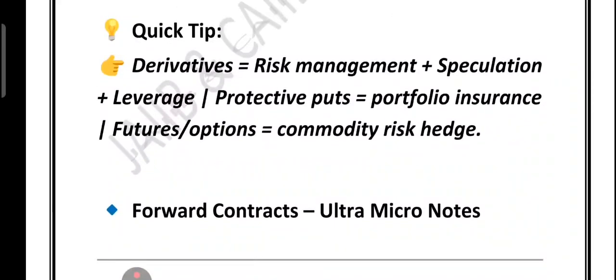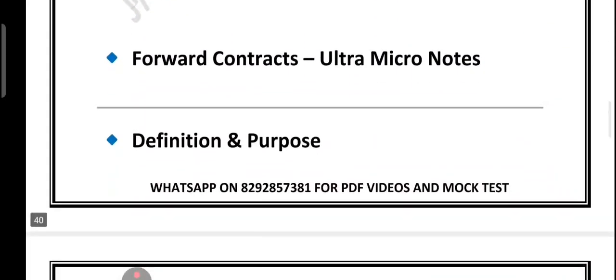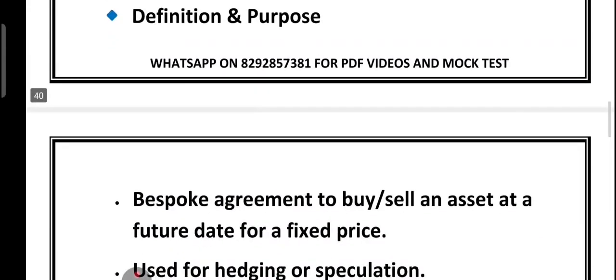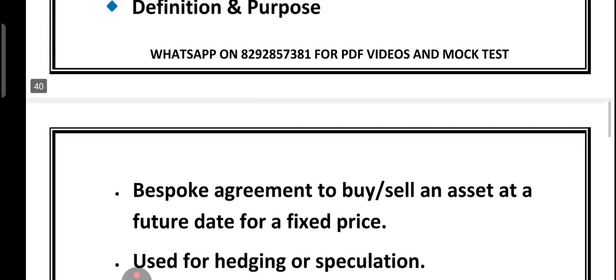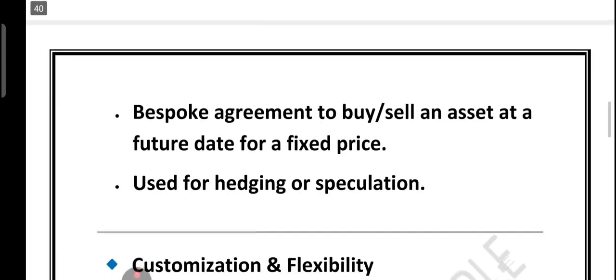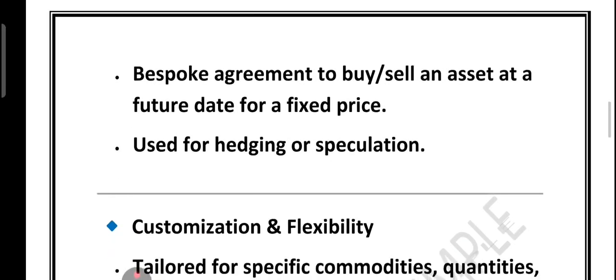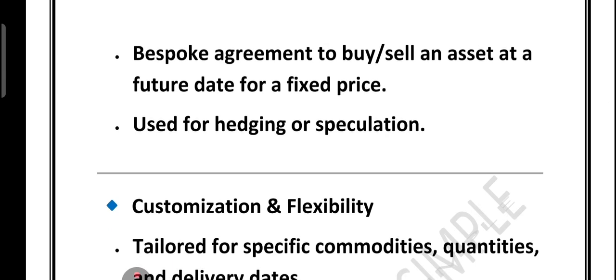Now one more point is the forward contract. Let's talk about the forward contract. A forward contract is a custom agreement, a kind of OTC derivative to buy or sell an asset at a specific price on a future date, right? Custom means customizable. People use the forward contract either to hedge, which means protecting themselves from price swings, or to speculate, which means betting on future price.